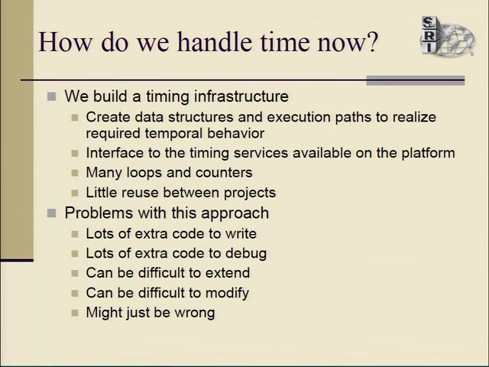So what do we do? We need to deal with time. Our languages don't support that. How do we deal with that? Well, we hand code a very complex timing infrastructure over and over again. We create the data structures, execution paths to realize some sort of timing behavior. We'll try and interface to timing services that are available in the hardware, like timers or periodic interrupts. We're often writing a lot of loops, a lot of counters. And when we do this, we tend to do it over and over again from scratch each time for each new project. This is not the kind of thing that gets reused a lot.